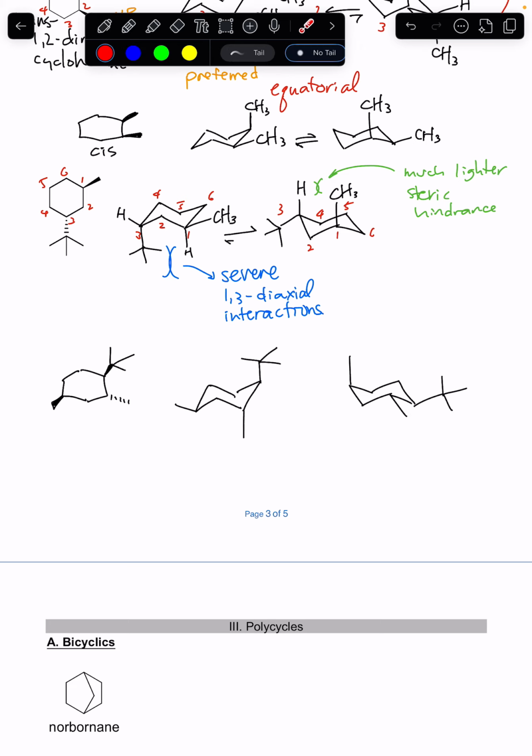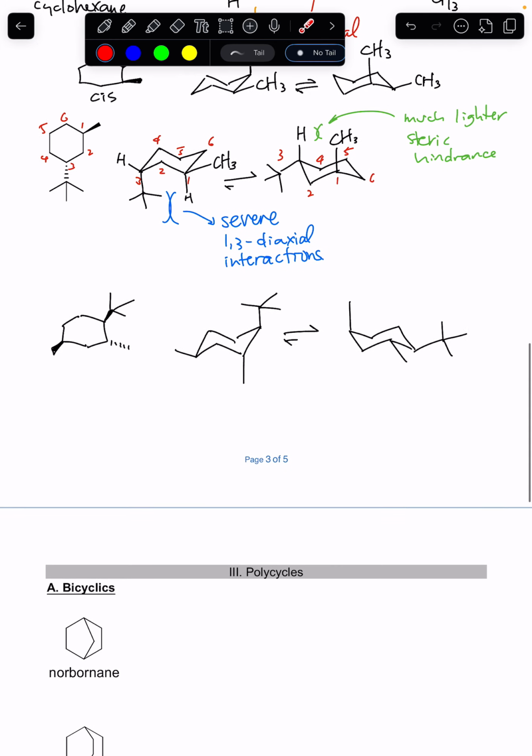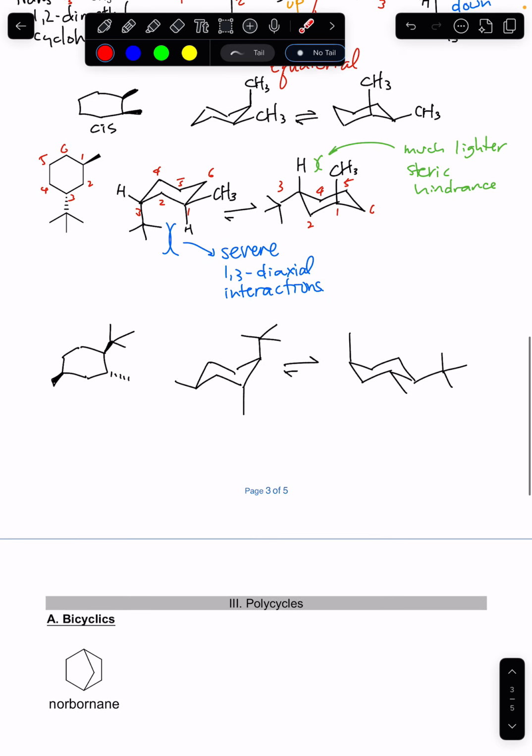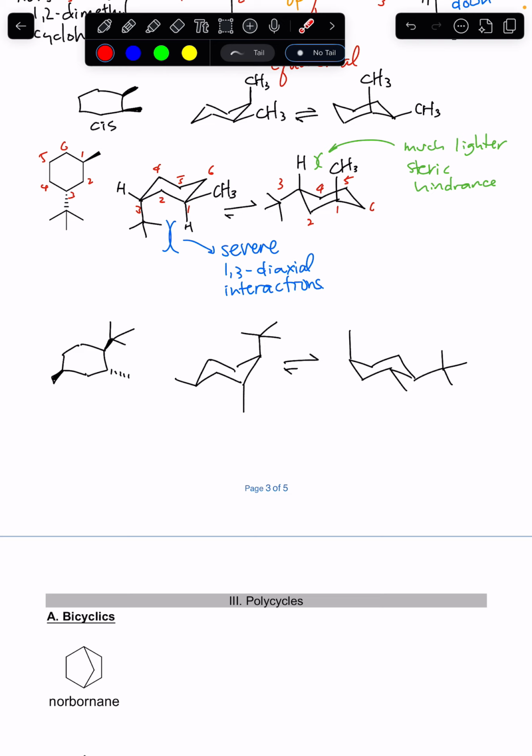Now this one, you just have to think about it a bit. We've got one huge group and one small, medium group experiencing 1,3-diaxial steric strain. In this conformation, it's just the methyl group. So total, I hope this makes sense to you, that the one on the right is much favored because there's only a medium group experiencing 1,3-diaxial interaction. So, okay. Now that's all we want to say about that. Of course, this is the kind of thing that you want to practice a lot with homework problems.